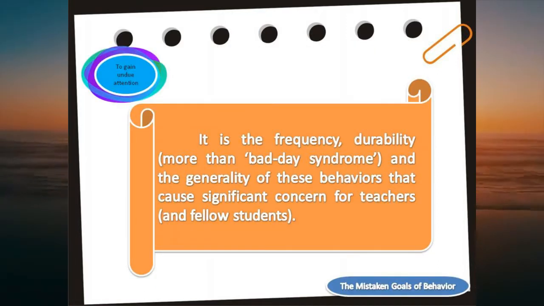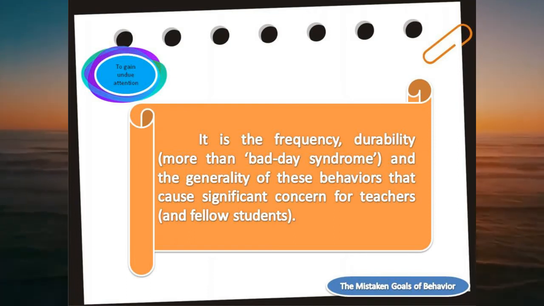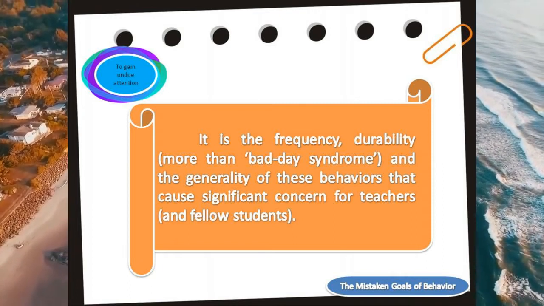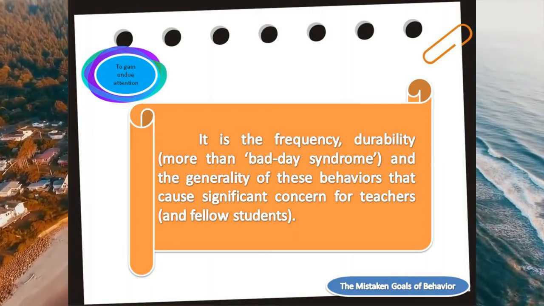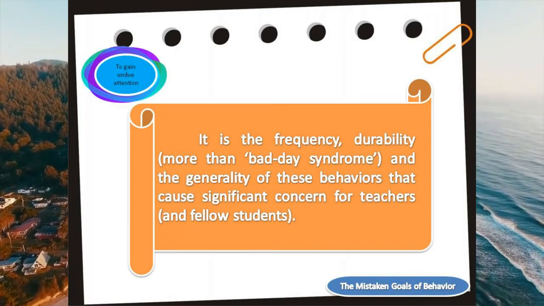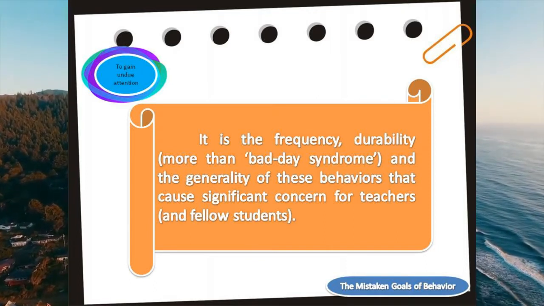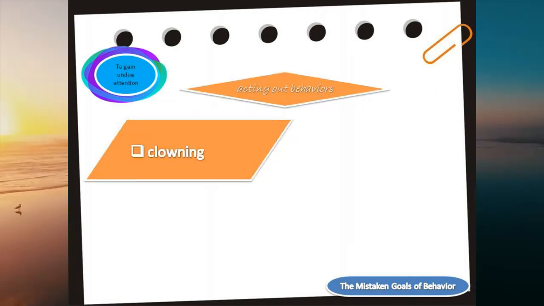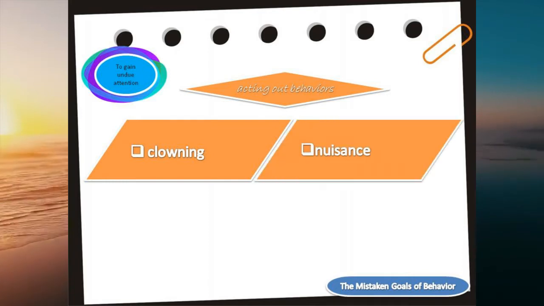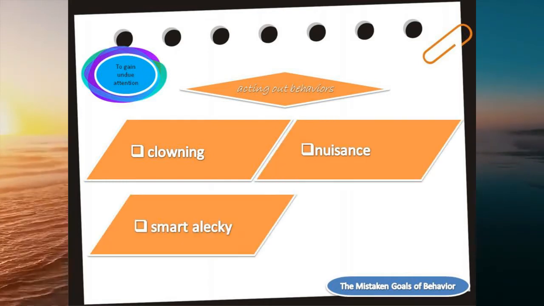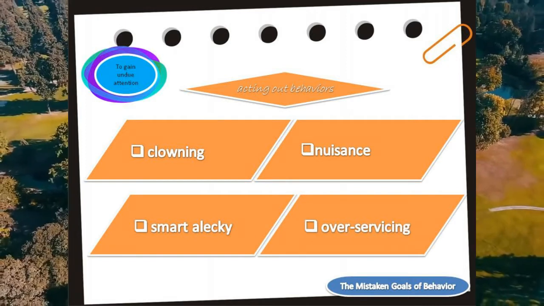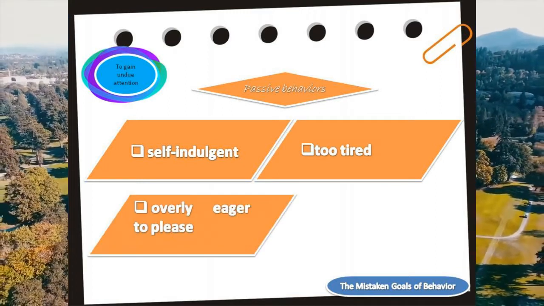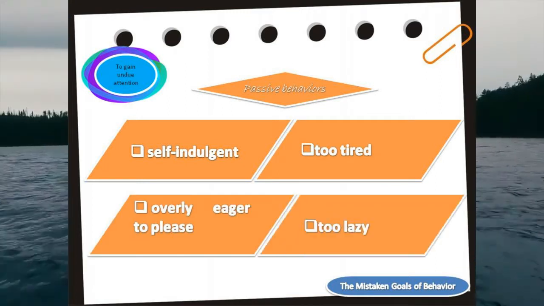First, what is attention-seeking behavior? It is the frequency, durability, or more than bad day syndrome, and the generality of these behaviors that cause significant concern for teachers and, of course, fellow students. Here are some of the observable behaviors. First, we have clowning, nuisance, smart alecky, and over-servicing. Counter to it are the passive behaviors. First, self-indulgent, too tired, overly eager to please, and too lazy.